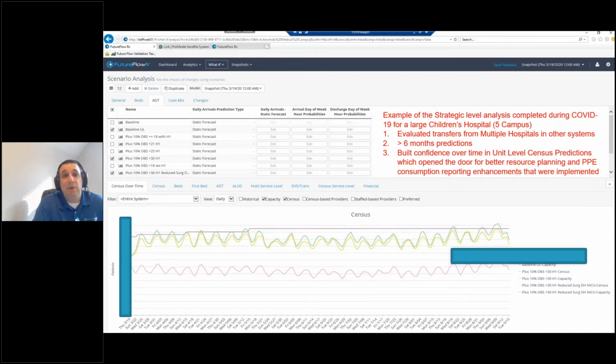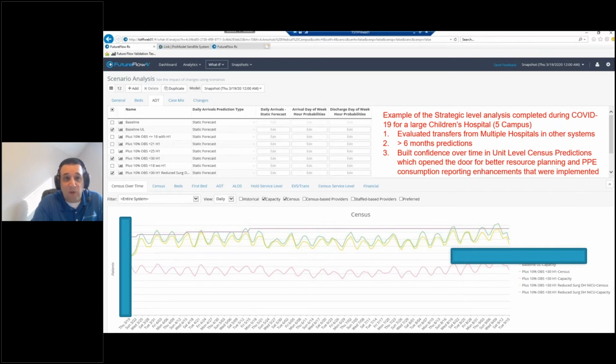But for this example, we were working with one of the large children's hospitals in Colorado, a 5-campus system. What we were trying to do when we were initially contracted to work with them was to help them predict how they're going to get through flu season. We started last September. We were working very closely, and then obviously in the States here in March, everything started to ramp up with COVID, and we shifted gears and turned this more into a strategic analysis.